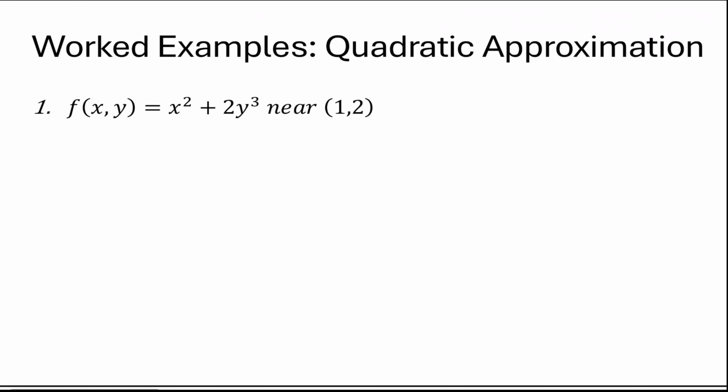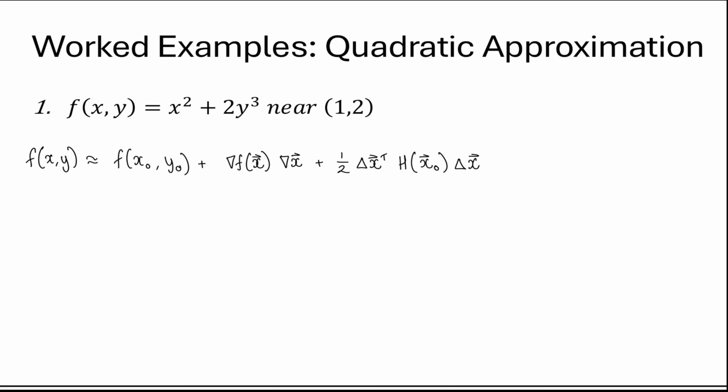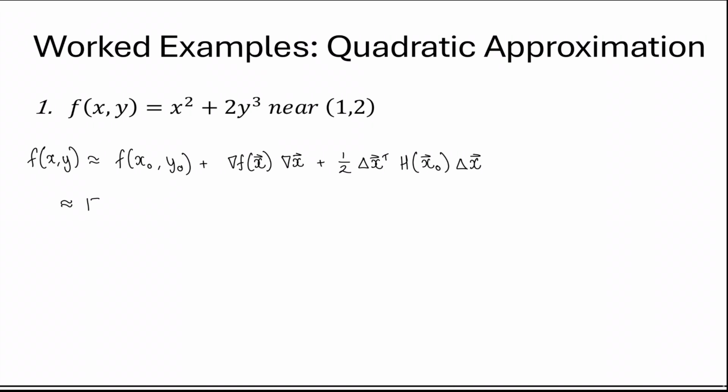Cool. If we do the same thing with this question, so this is just our formula, and if we sub in (1, 2) into our function, we get 17. If we now work out the partial derivatives, we get 2x, and then for y, we get 6y squared.